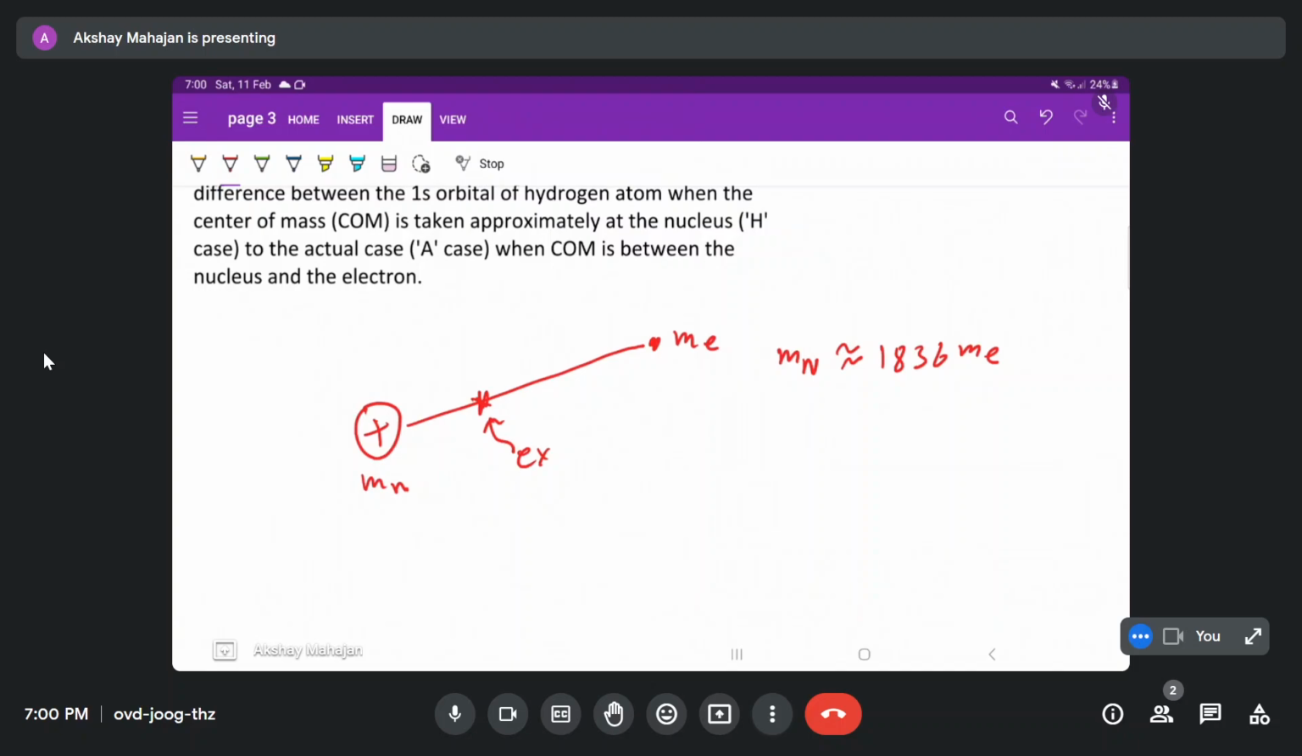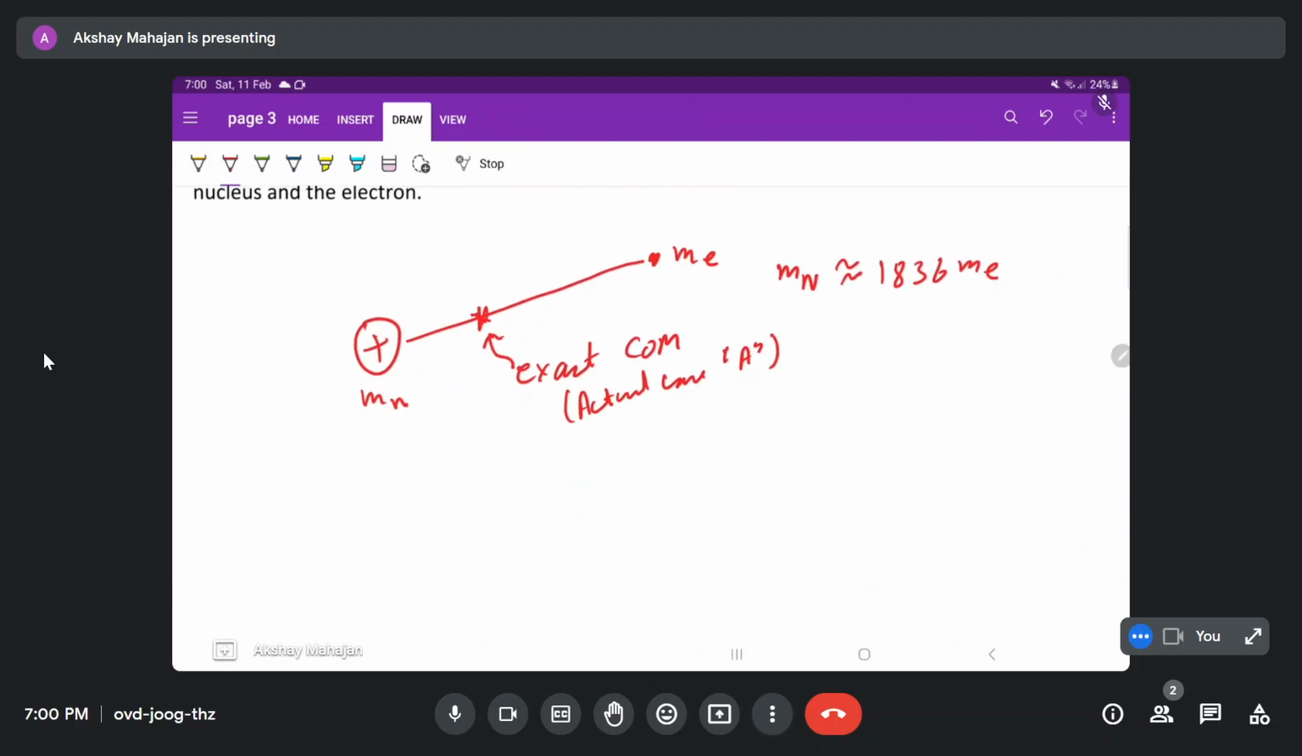So this is our exact center of mass, and this will be our actual case, the A case. Or we can approximate our center of mass here, the approximate center of mass, if we take Mn to infinity, if we assume it is very big. This is our hypothetical case, so we can say this is not the exact H case.